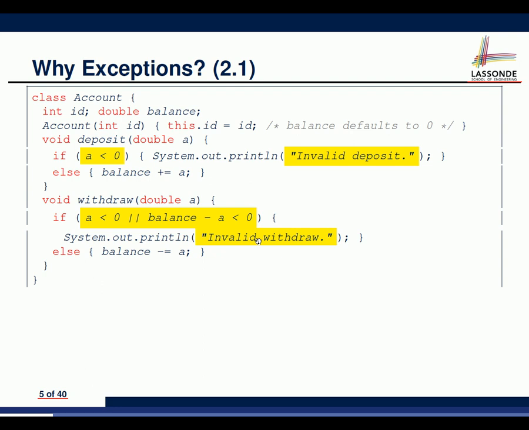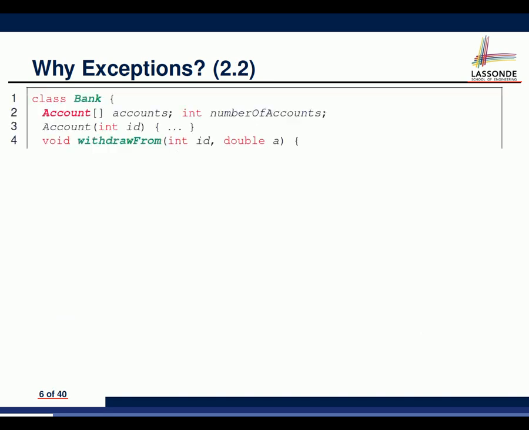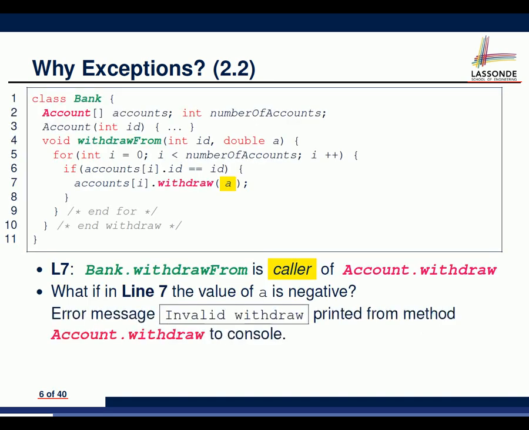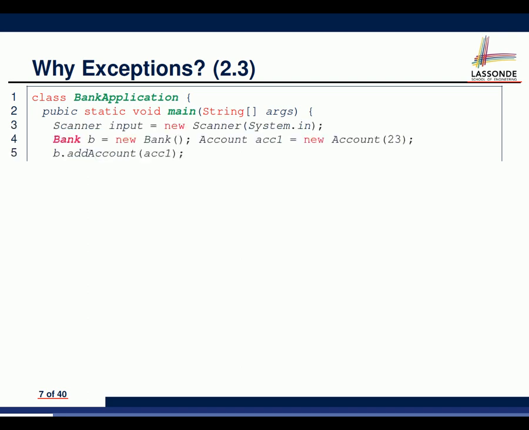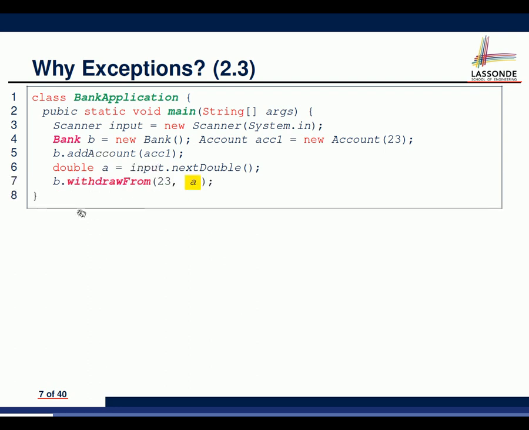One more mention, and then we are done. I will still review this from a higher view next week, and then we'll do exceptions. One more class, bank application. For bank application, we have a main method here, and then again we have a scanner, and we have bank over here, and add account, and then we'll simply say bank.withdraw from 23 and then a. So bank application is going to call the withdraw from the bank class, and the bank class is going to call the withdraw method from the account class, right? So we've got a chain of method calls over here.